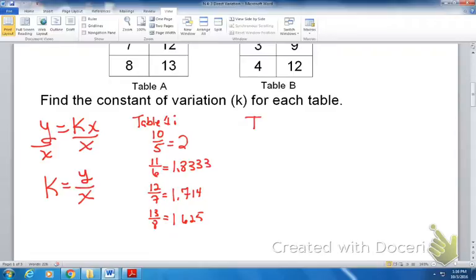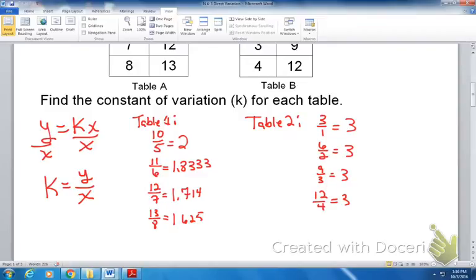Now let's look at our table 2. So we do, again, the y's over the x's. My first point's 1, 3, so I have 3 over 1, which we know is 3. I then have the point 2, 6, so 6 over 2 is also 3. I have the point 3, 9, so 9 over 3 is 3. Then I have the point 4, 12, which is 12 over 4, which is also 3.